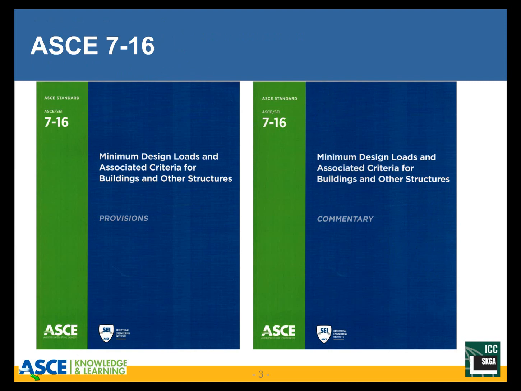ASCE 7-16, for those of you who have not seen the document, looks like what you see in the picture. For the first time, it comes in 2 volumes. The provisions and the commentary are in separate volumes because the text has grown to the point that 1 volume was getting too thick. The other thing that has happened is a change in the title of the standard itself. It has been all these years Minimum Design Loads for Buildings and Other Structures. Now it is Minimum Design Loads and Associated Criteria for Buildings and Other Structures.